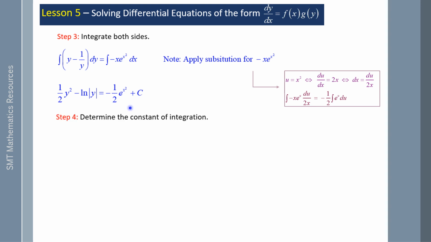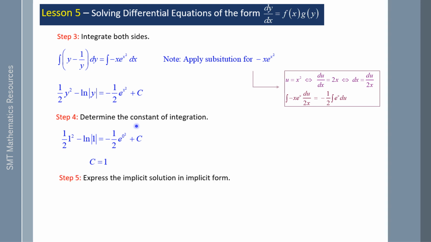The next step is to determine the constant of integration, where x was 0 and y was 1. If I use my calculator to evaluate, c miraculously equals the number 1. Now we can go to step 5, which is to express the implicit solution, in this case still in implicit form. So we have our solution. We multiply both sides by 2. We'll have y squared take 2 lots of the natural log of y equals negative 1 e to the x squared plus 2.